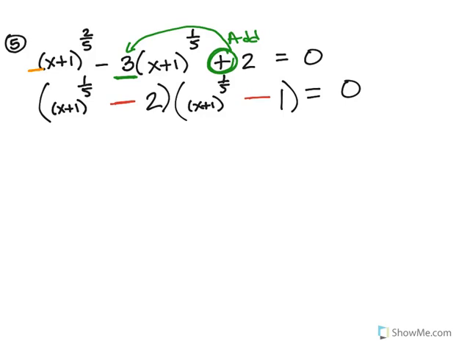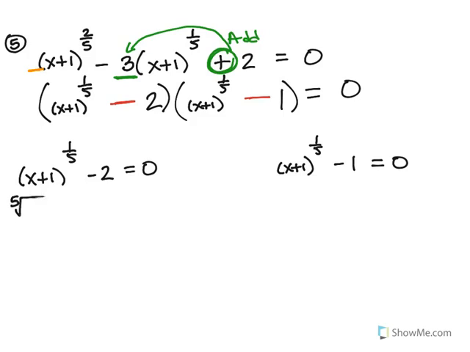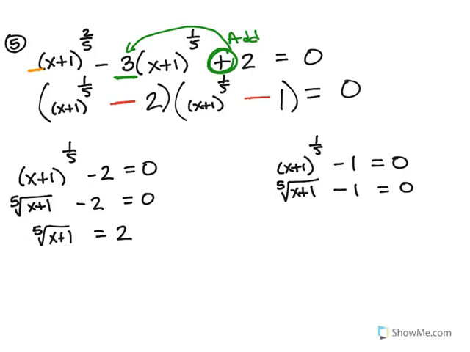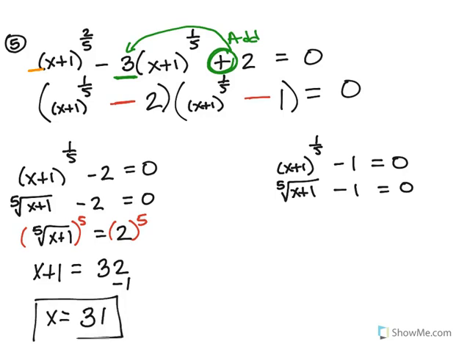Now we take each parenthesis and set it to what? To 0. And if you want to rewrite it, this would be the same as saying the 5th root of x plus 1 minus 2 equals 0. That's exactly what this means. So we're going to do what first? Get it by itself, add 2 to both sides. Then what? Raise it to the 5th power. That's going to give us x plus 1 equals 32. Last step, do what to get x by itself? Subtract 1, so x is 31. Does that make sense?